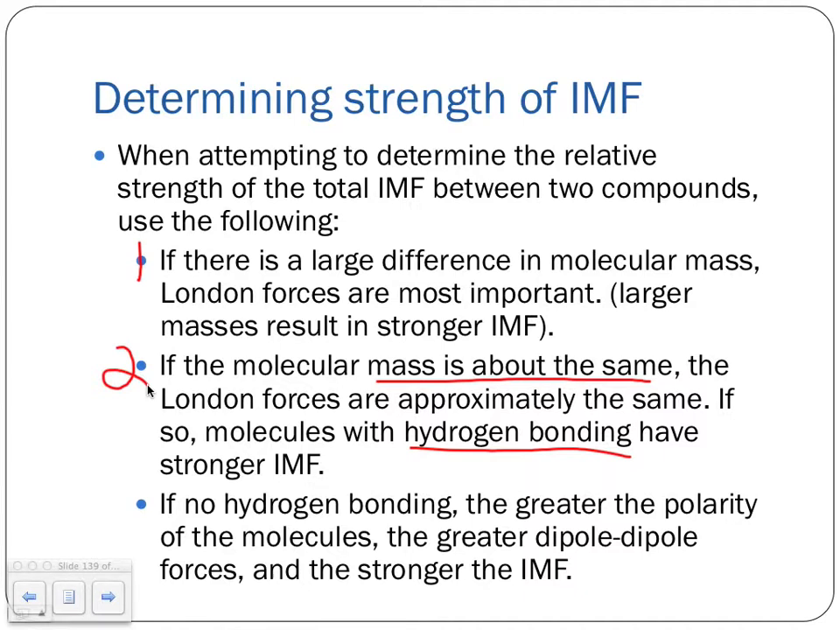If they're about the same molecular mass and they don't have hydrogen bonding, then you look at the polarity of the molecules. So you look at that delta EN. That's the dipole-dipole forces. The greater the difference in polarity of the two atoms in the bond, the greater the dipole-dipole forces and the stronger the intermolecular forces. And if something has about the same mass as the others and no polarity, a completely non-polar bond, that would have the weakest intermolecular forces.